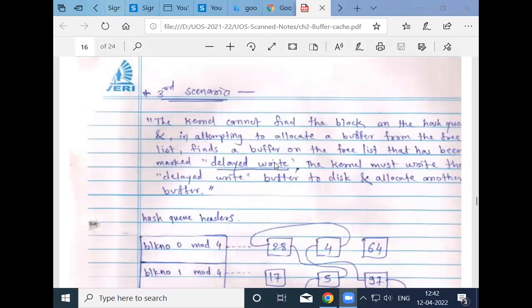The kernel cannot find, so the kernel is unable to find the block on its hash queue. So that's why it goes to the free list. But in attempting to allocate a buffer from the free list, it finds a buffer on the free list. Free list मधून तो buffer allocate करायला जातो, पण free list मधला जो पहिला buffer आहे त्याचं status delayed write दिसतं. Delayed write in the sense that writing of that buffer to the disk is not over. So in that case, the kernel must write such a delayed write buffer to disk and allocate another buffer.